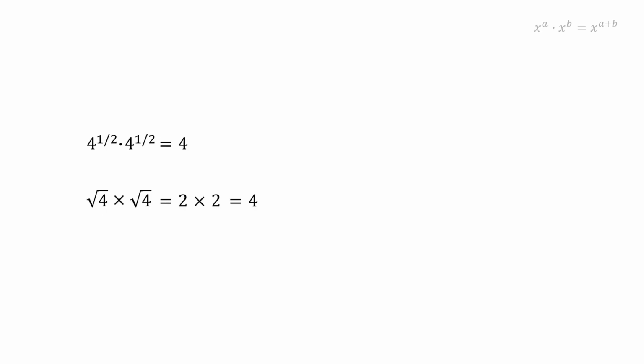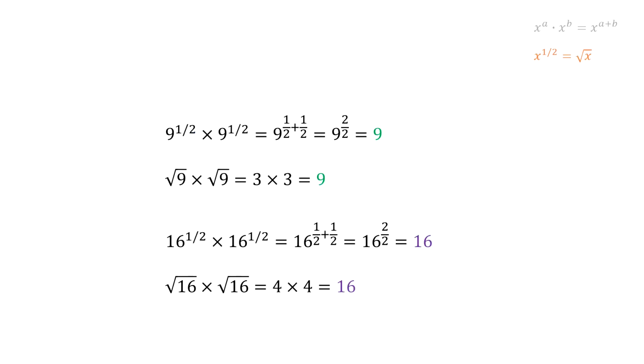As you can see, these two equations gave the same result, which means that these two sides are equal, or better yet, these two terms are equal. Therefore, we can conclude that 4 raised to power 1/2 is the square root of 4. More precisely, an exponent of 1/2 is a square root, no matter the base. Check these simple examples, and try others by yourself.